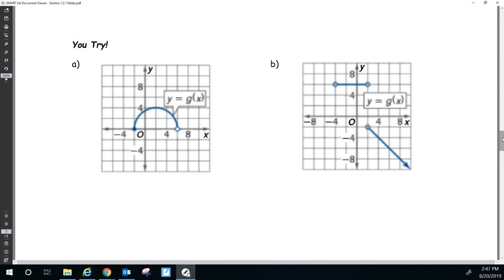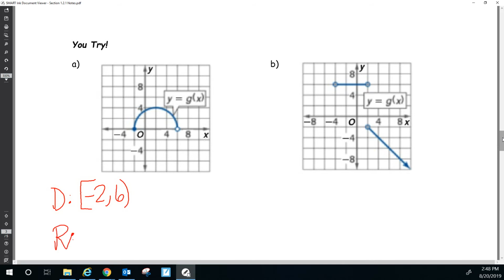Here we go for A, our domain. We're looking for x values. So our x values, looks like we're going by 2's again. We're going from -2. I don't see any holes here. So from -2 to 4, 6, right? -2 is solid, so we're going to include it. 6 is open, so we're not going to include it.